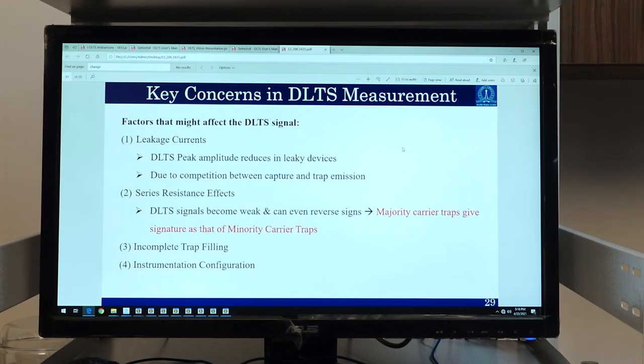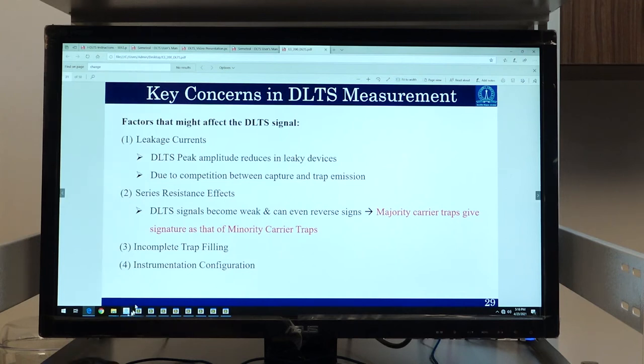It makes the signal weaker, and in some cases it might even reverse the transient sign. We saw that the reversal was attributed to the type of traps, but this reversal could be because of series resistance of the devices. So we have to be very careful in ensuring that the series resistance for a given capacitance range does not affect our measurement.